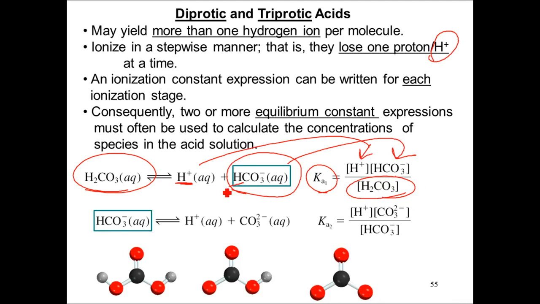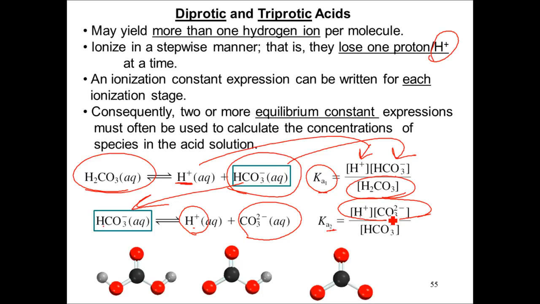Now, this is just like our Hess's law. That product becomes our reactant. The HCO3 will ionize off another hydrogen stepwise here to end up with the carbonate ion. And so our Ka2 will be the hydrogen ion concentration times the carbonate ion concentration divided by the hydrogen carbonate ion's concentration.